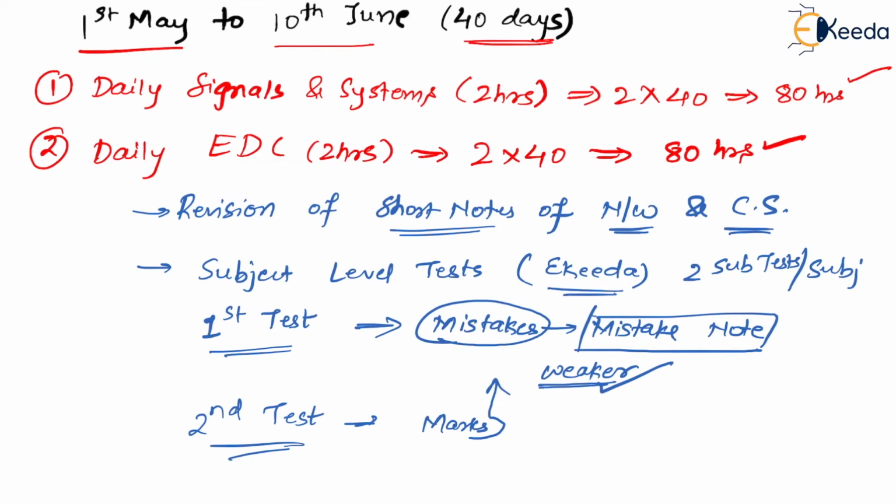This is going to be very, very important, right? So daily you have to prepare signals and systems for 2 hours, and daily you have to prepare EDC for 2 hours. That is 2 into 40, 80 hours. So by the end of 10th June, what is going to happen? Signals and systems and EDC will also be completed.